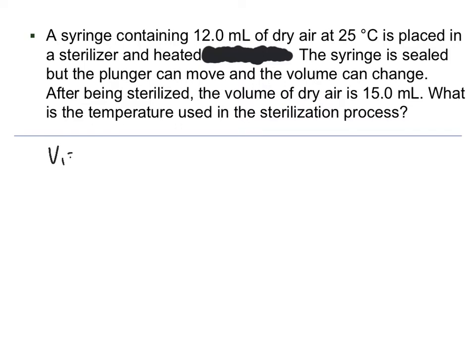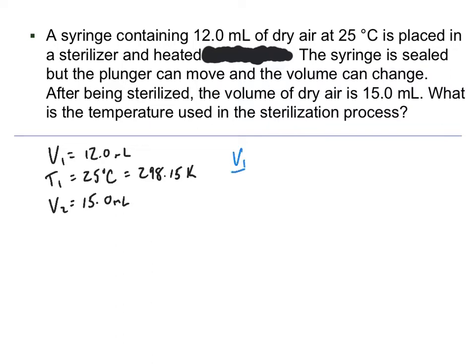And so we know our initial volume of 12.0 milliliters. We know our initial temperature at 25 degrees C, or 298.15 Kelvin. And we know our final volume of 15 milliliters. And so, setting up our Charles's law expression, V1 over T1 equals V2 over T2. Here, we want to solve for T2.